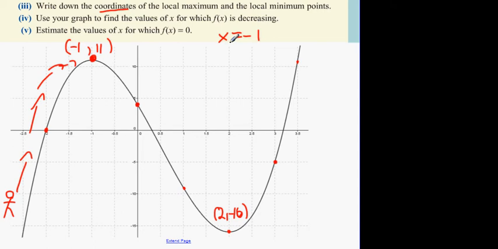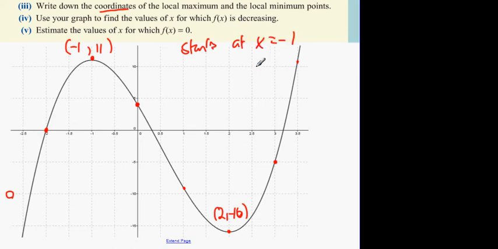The minute you reach the top, x equals -1, any point bigger than x equals -1, you're then going downhill. So you're decreasing. And when do you stop walking downhill? At x equals 2. So your answer is it starts at x equals -1 and ends at x equals 2.